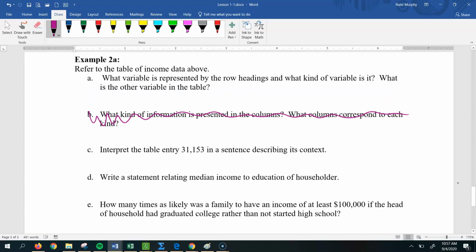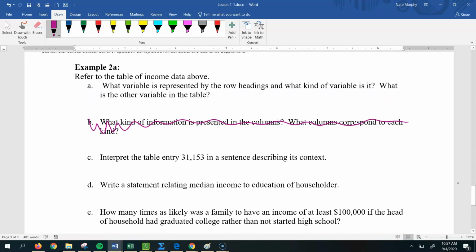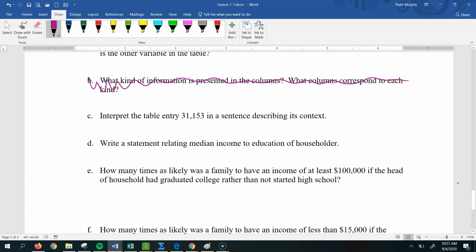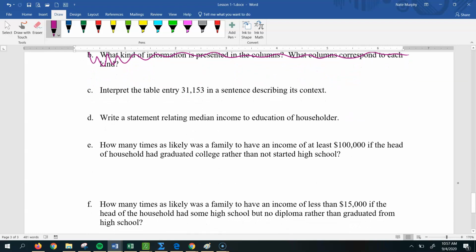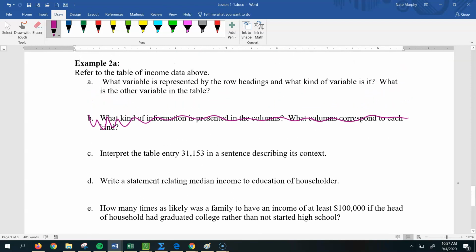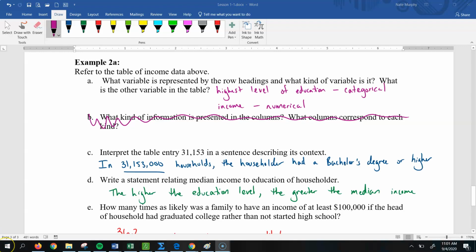And I believe in the notes that you have, I might have already taken out part B. But if I didn't, don't worry about part B there. So go ahead, pause the video, answer all of these questions, and then hit play when you're ready to check to see if you've done them all correctly. All right, let's see how you did.